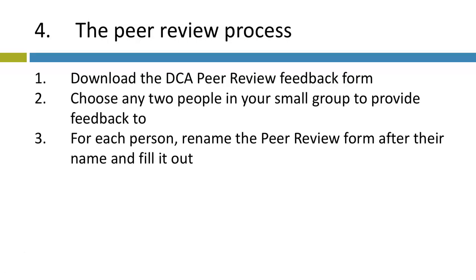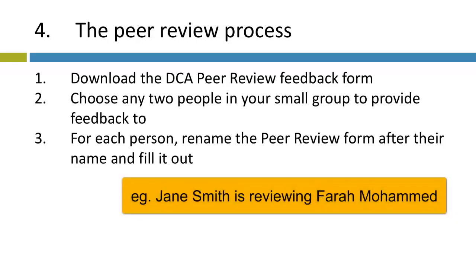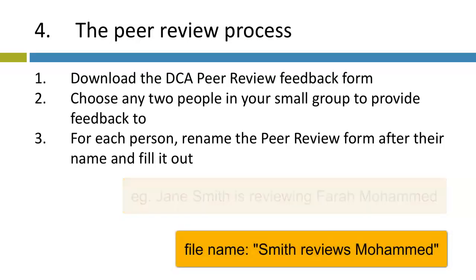How you'll do that? You're going to take that copy of the peer review form that you've downloaded, and you're going to rename it to create 2 new copies of it. And each of those you're going to name after the person you're providing peer review for. So if your name is Jane Smith and you're providing peer review for Farah Muhammad, you're going to name that peer review form Smith Reviews Muhammad.